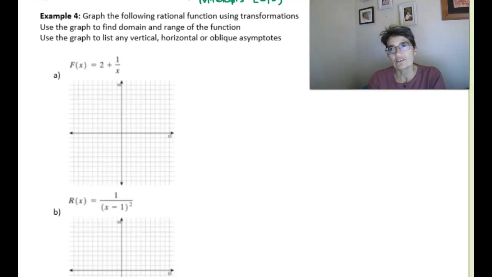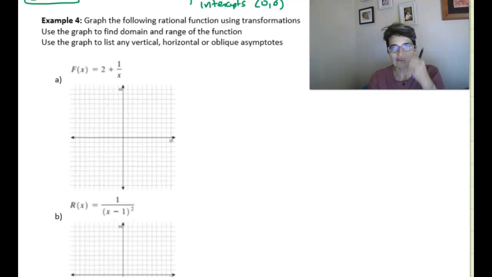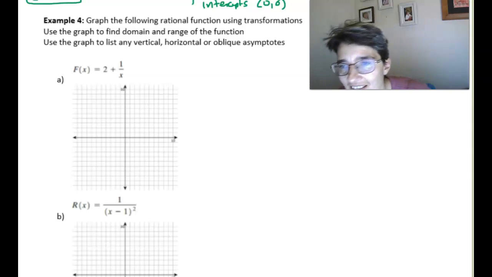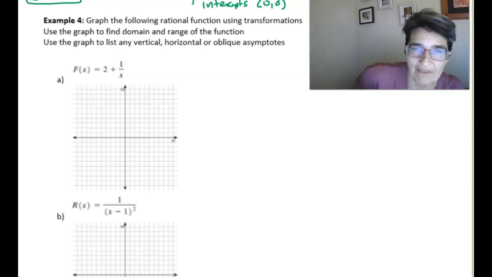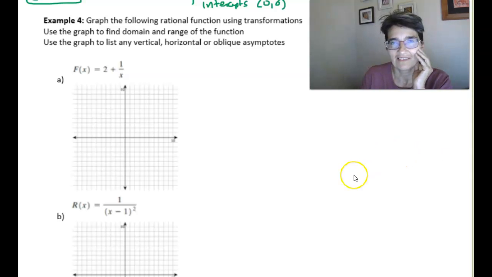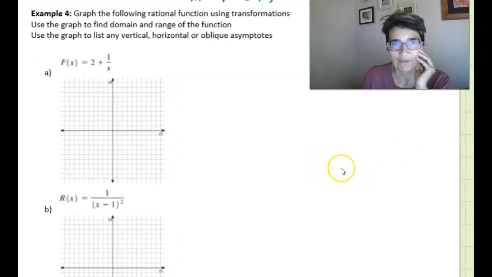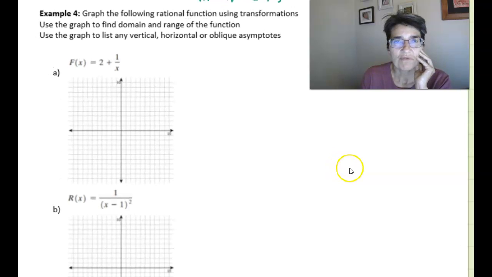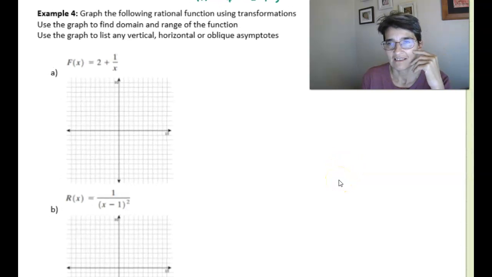All right, now we're going to look at graphing these using transformations. And after we graph, using the graph to figure out domain and range and vertical, horizontal, or oblique asymptotes. So we need to be familiar with the basic rational graphs. All right, so we know, let me go on the side here.